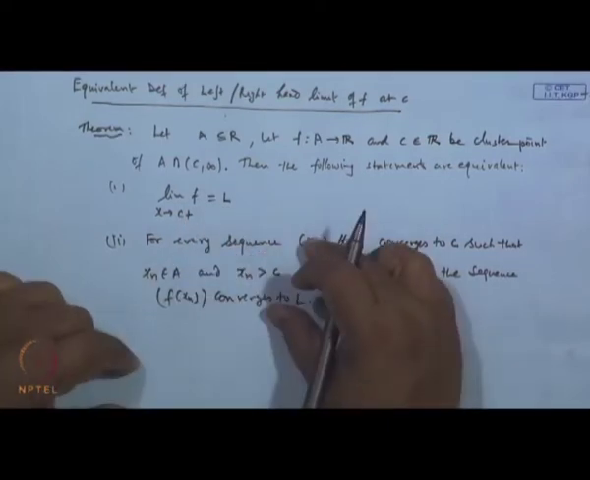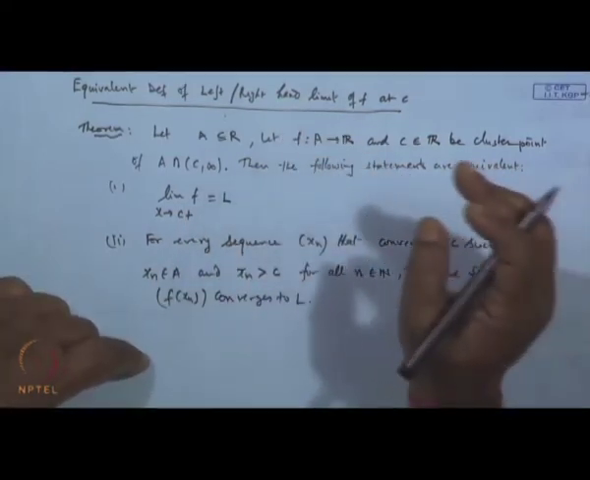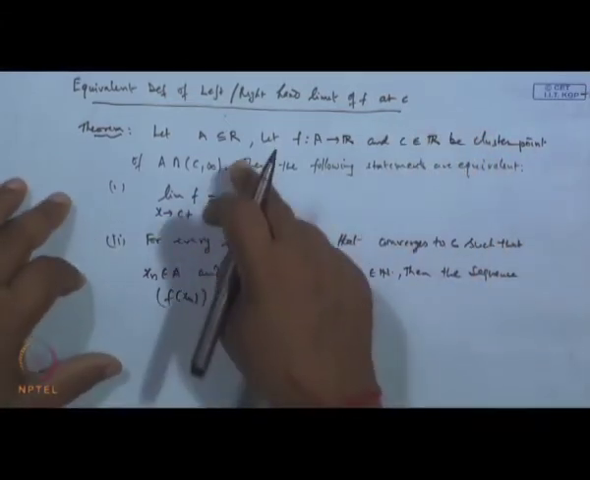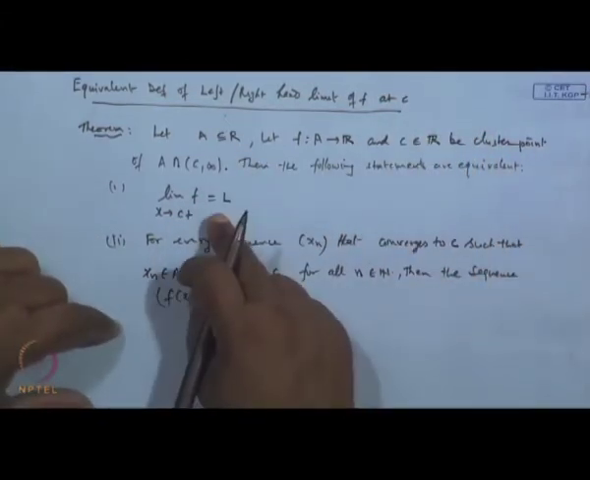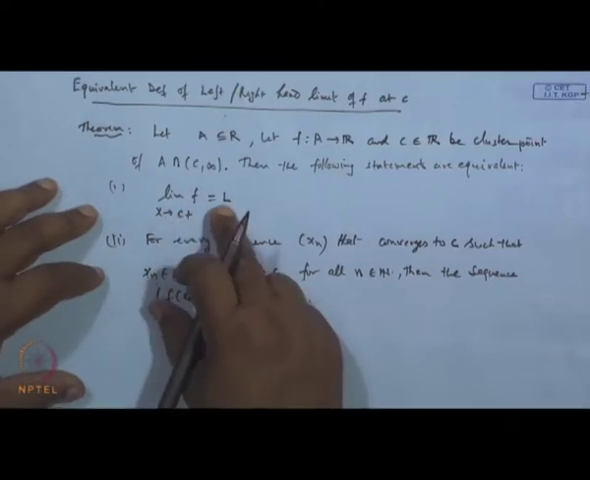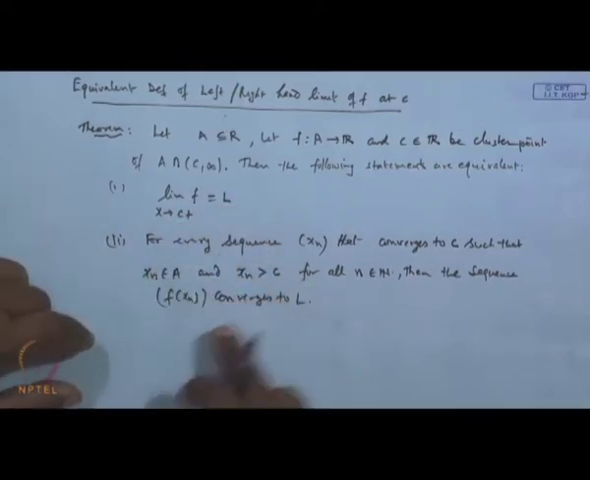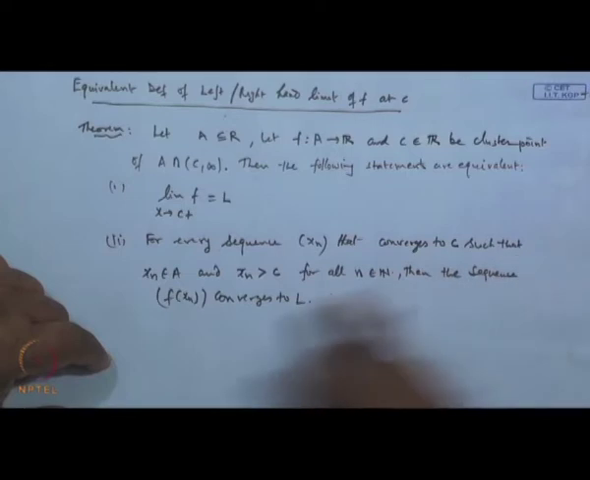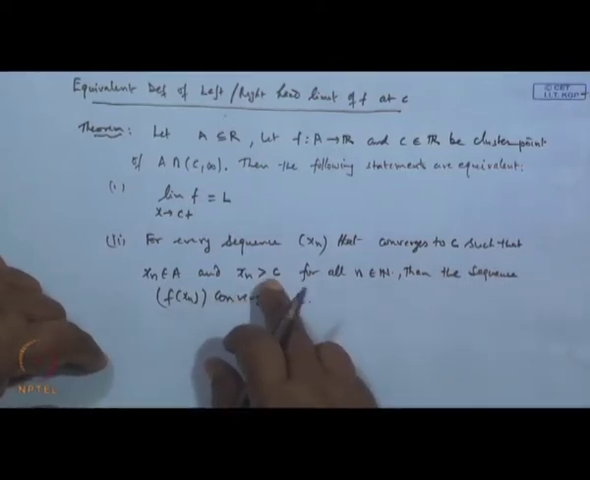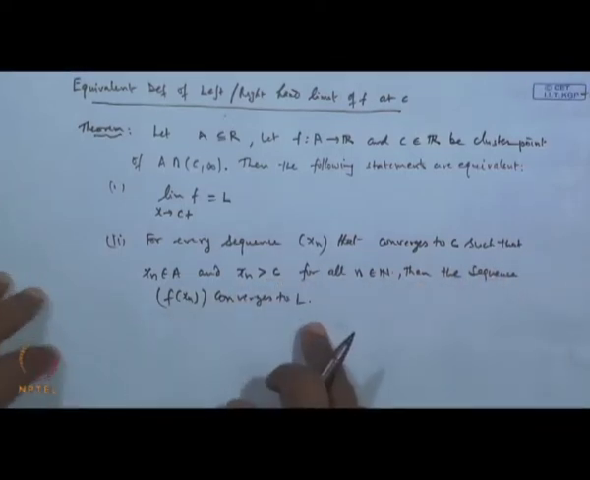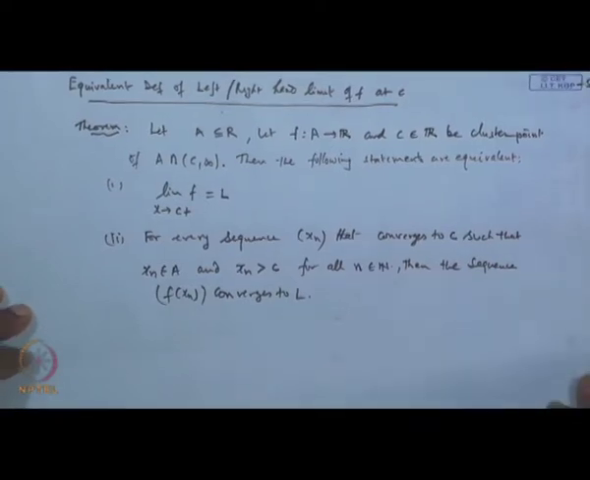So this is the equivalent definition in terms of sequences. Similarly we can write it for the left hand limit. If the limit of the function f from the left hand side exists, it means for every sequence x_n converging to c such that x_n is strictly less than c for all n, then f(x_n) converges to L. In a similar way we can write it. Okay.